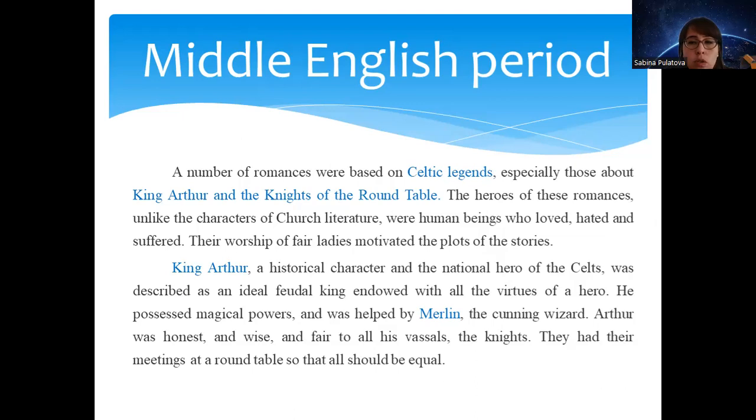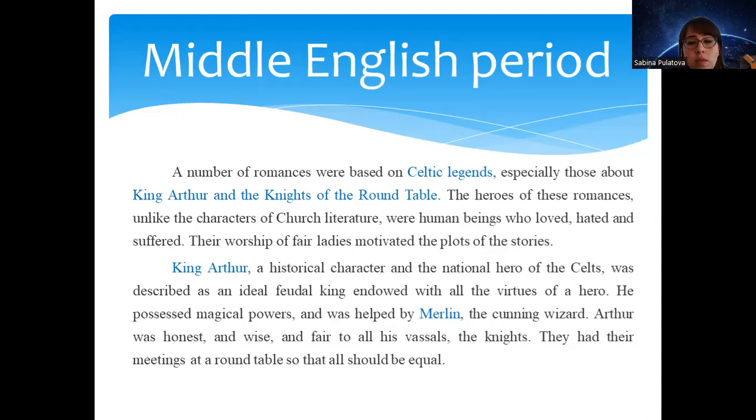The heroes of these romances, unlike the characters of church literature, were human beings who loved, hated, and suffered. Their worship of fair ladies motivated the plots of the stories. King Arthur, a historical character and the national hero of the Celts, was described as an ideal feudal king with all the virtues of a hero.